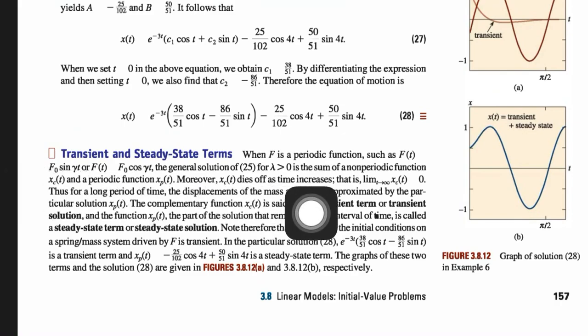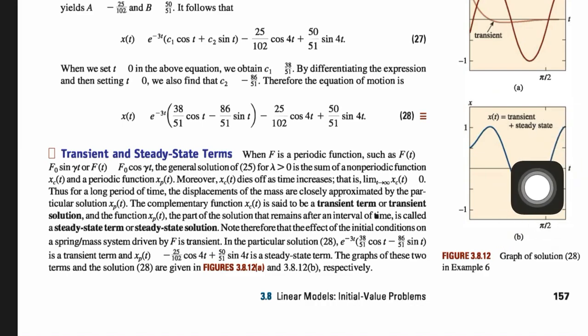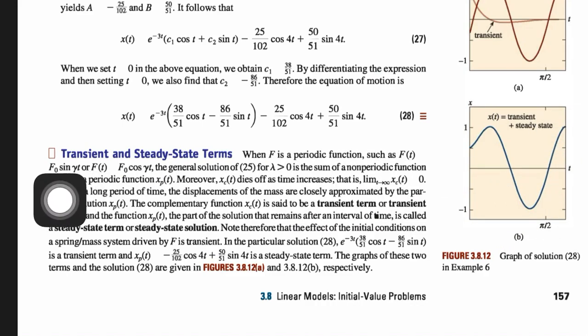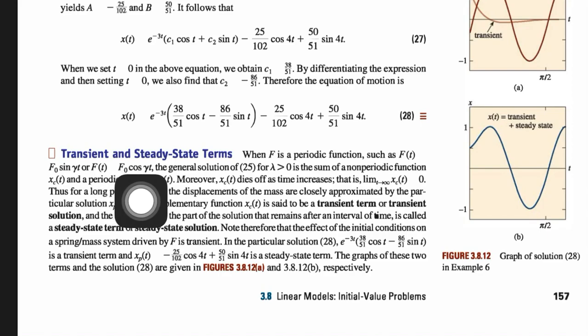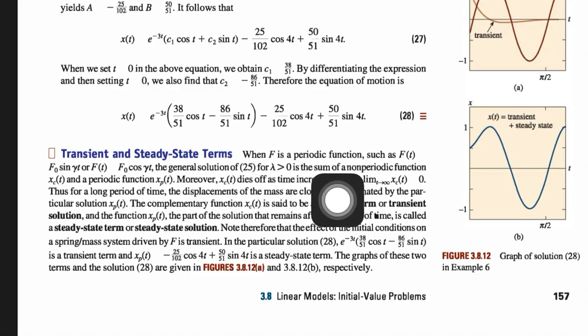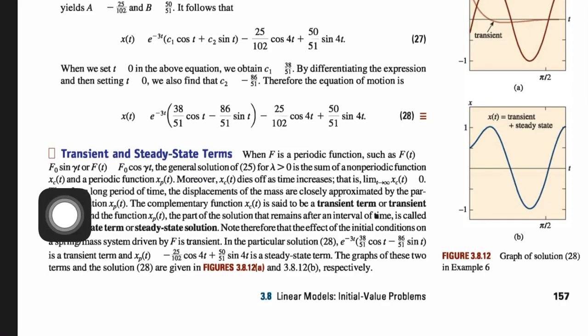When f is a periodic function, there is some cycle over time, such as f of t equals f naught sine lambda t, or f of t equals cos lambda t, omega t. The general solution of 25 for lambda greater than 0 is the sum of the non-periodic function xc of t, the complementary solution, and the periodic function.